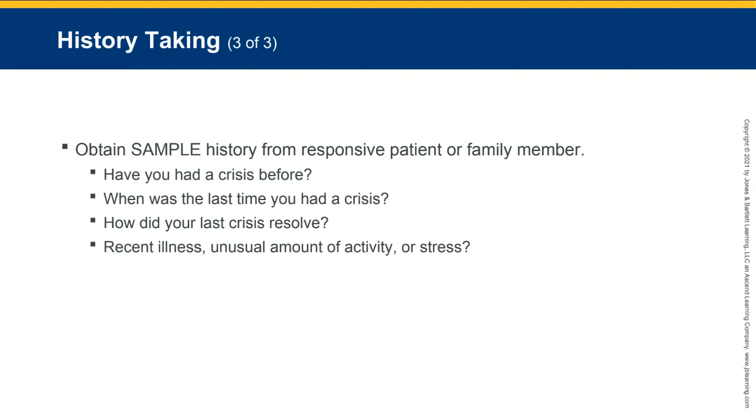Obtain your SAMPLE history from the responsive patient or family member. Here are things to consider or ask. Have you had a crisis before? When was the last time you had a crisis? How did your last crisis resolve? Have you recently had any illness? Any unusual amount of activity or stress?